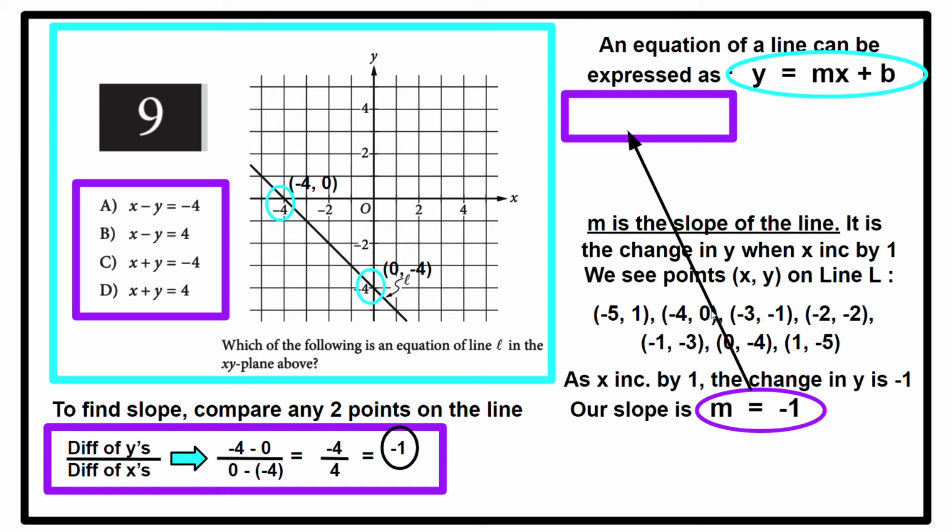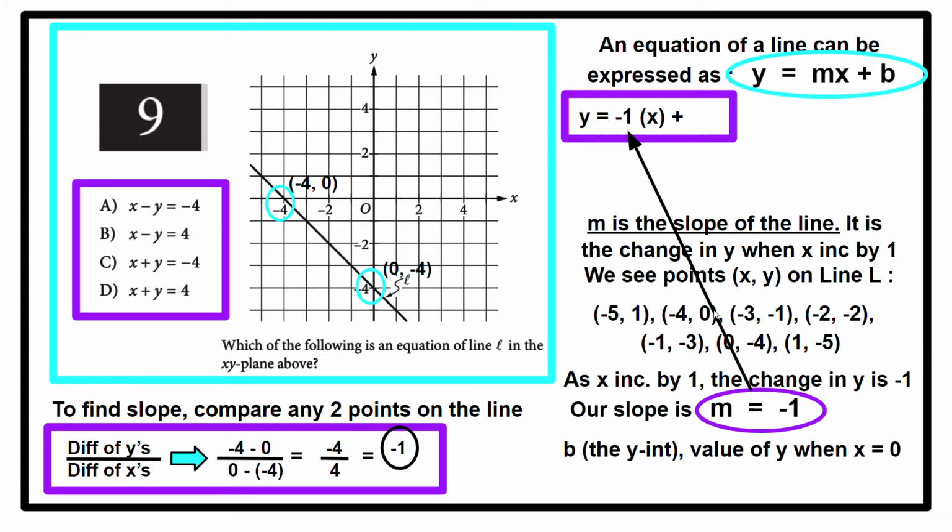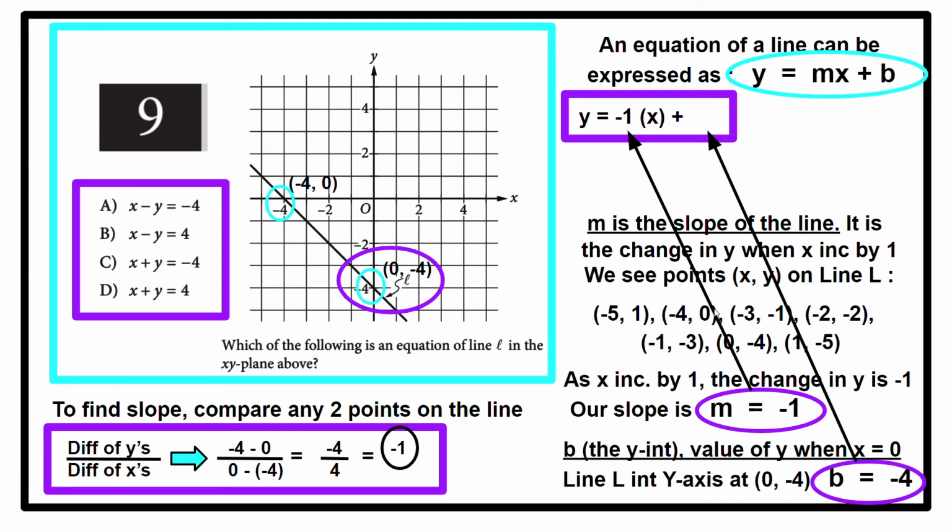So now that we found m, we have y equals -1 times x. And now let's find b. b is the y-intercept, or the value of y when x equals 0. So we already found our point (0, -4), the y-intercept, where line L intercepts the y-axis. So when x equals 0, y equals -4, and that's the value of b, -4. So we have our equation of the line y equals -1 times x plus -4, which simplifies to y equals -x minus 4.